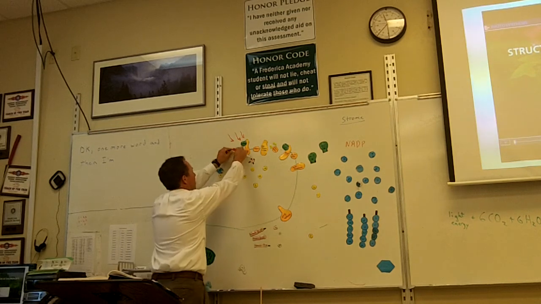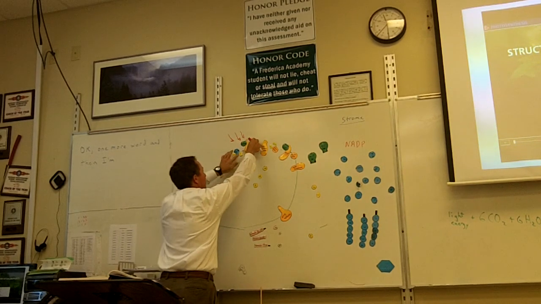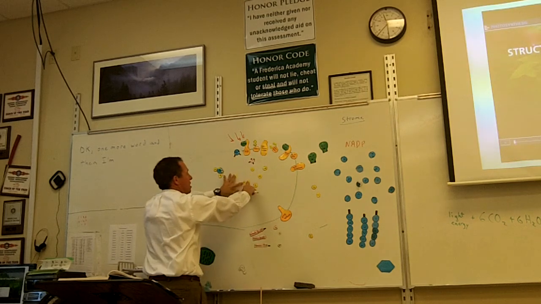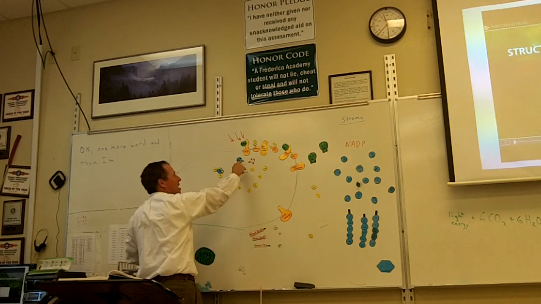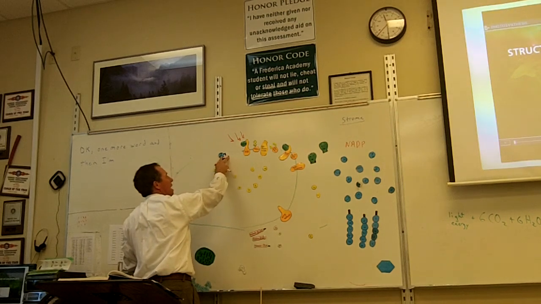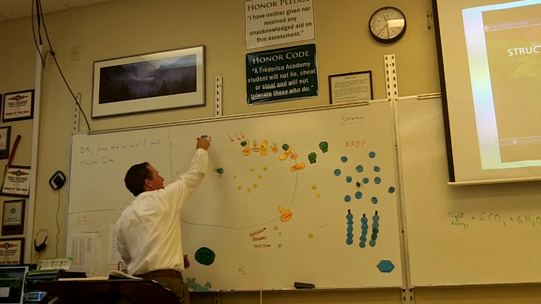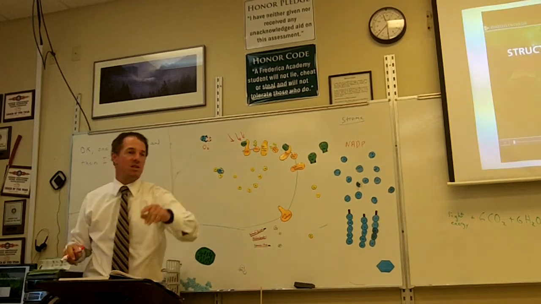So, every time a water molecule breaks up, the hydrogens are released, and now you end up with just oxygen. And the two oxygens will stick together, and that makes O2. That's the oxygen that's produced in photosynthesis.